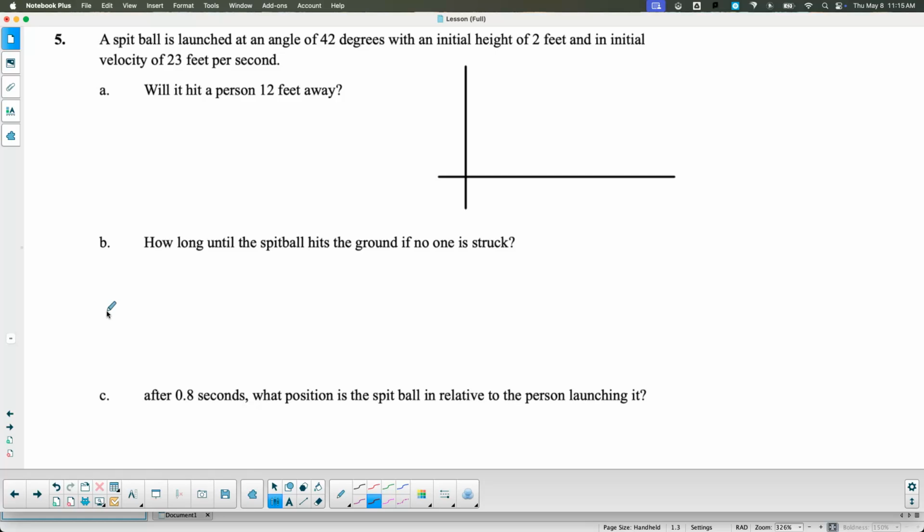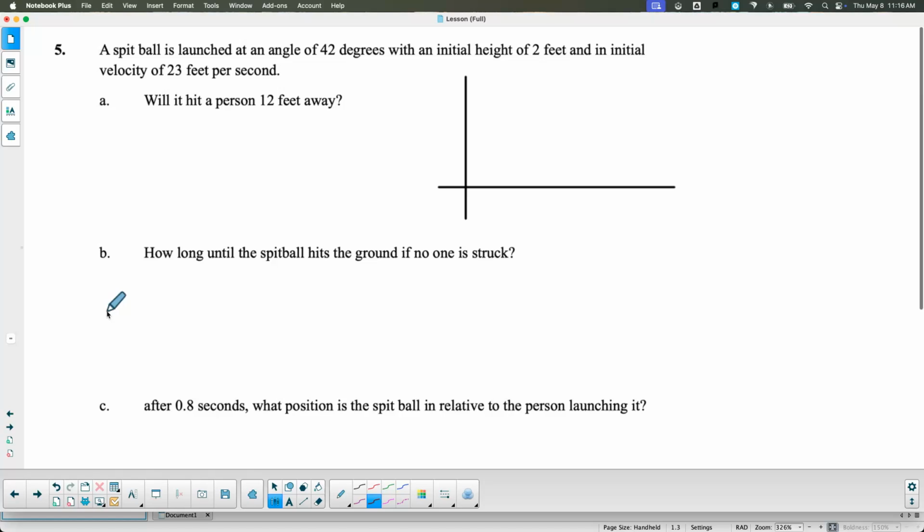A spitball is launched at an angle of 42 degrees with an initial height of 2 feet and an initial velocity of 23 feet per second. Question number 1, will it hit a person 12 feet away? Question number 2, how long until the spitball hits the ground if no one is struck? Question number 3, after 0.8 seconds, what is the position of the spitball relative to the person launching it? There isn't a D. Okay? All right? So answer those 3 questions for me now.